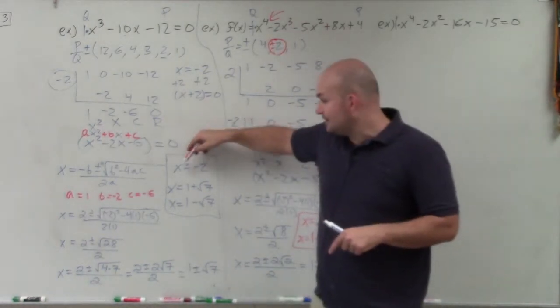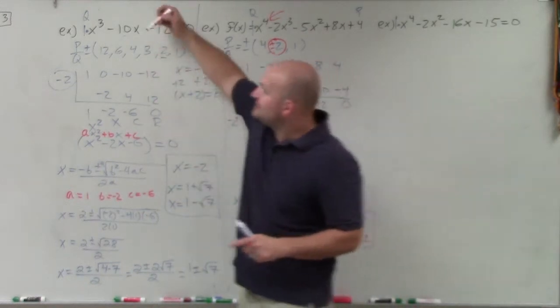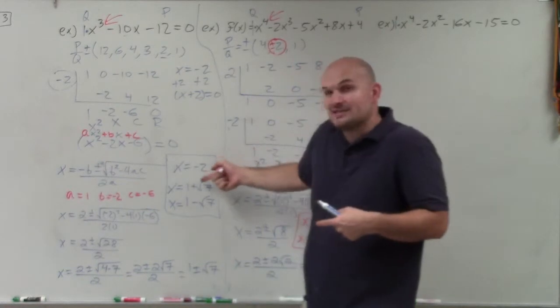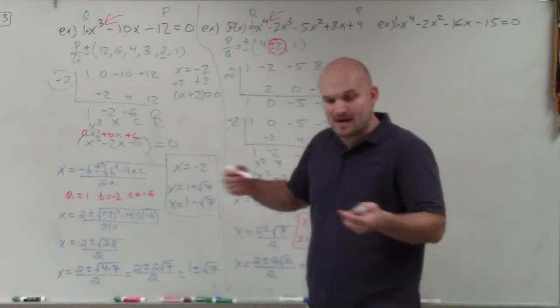How many zeros do I have here? 1, 2, 3. What is the degree of my polynomial? 3, right? But only one of my answers was rational. The other 2 are irrational.